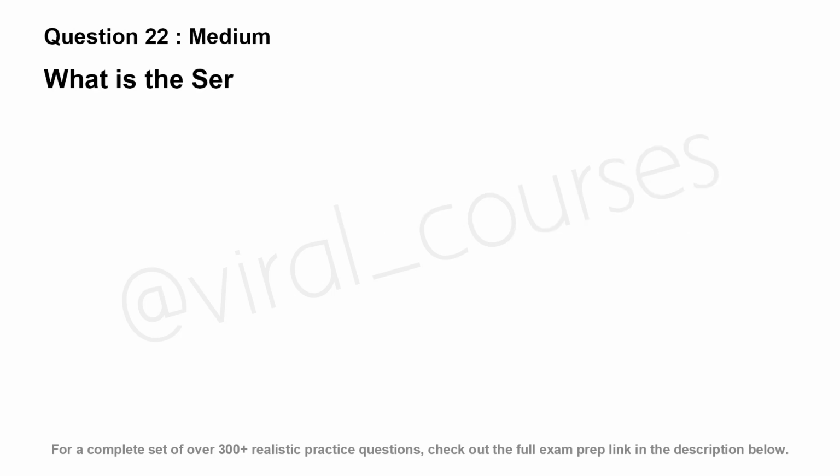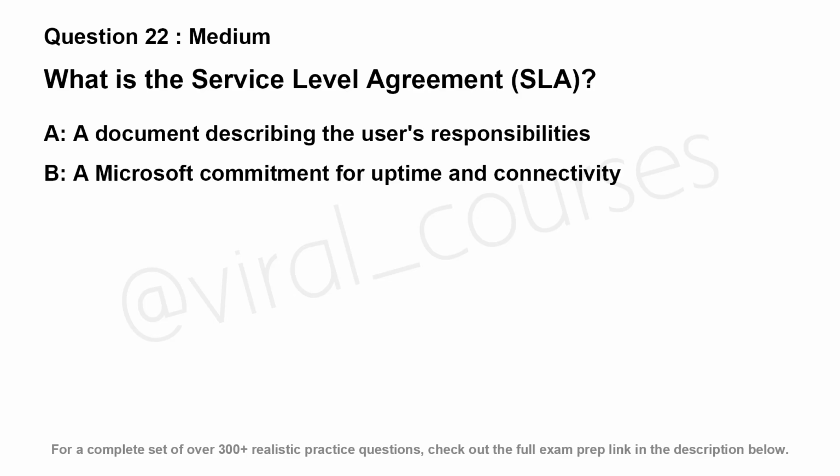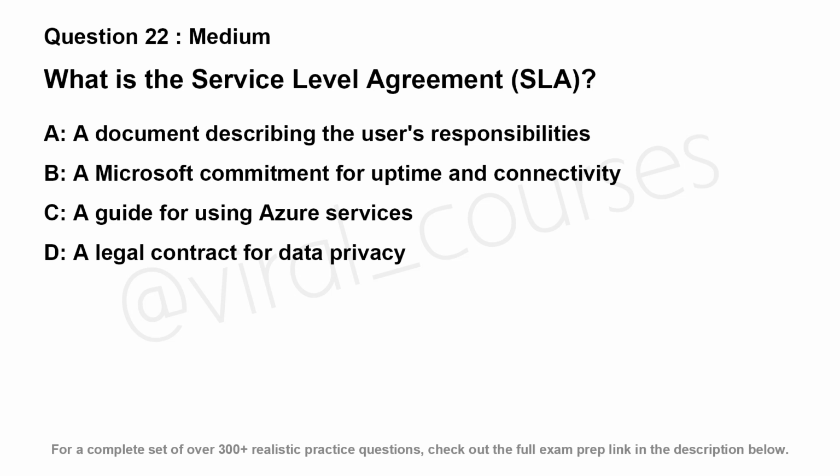What is the Service Level Agreement, SLA? Option A, a document describing the user's responsibilities. Option B, a Microsoft commitment for uptime and connectivity. Option C, a guide for using Azure services. Option D, a legal contract for data privacy.